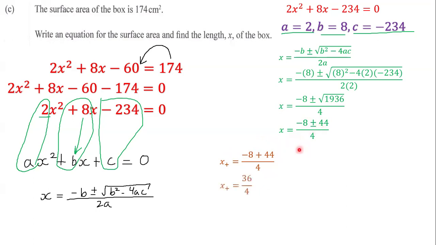And so we have negative 8 plus 44, and negative 8 plus 44 is 36. And 36 divided by 4 is definitely 9. So x sub positive is equal to 9.